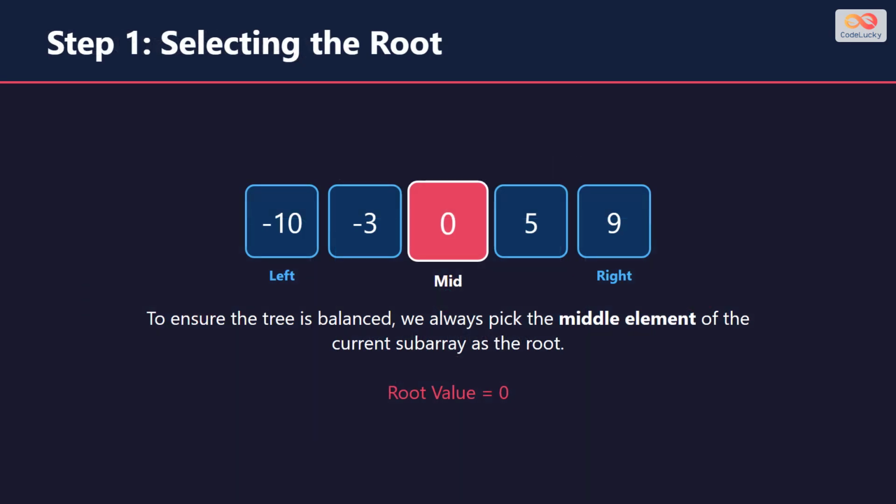Let's visualize this with an example. Here we have 5 numbers. To balance the tree, we pick the middle element, which is 0, to be our root. By picking the exact center, we ensure that the number of elements on the left side is roughly equal to the number of elements on the right side.